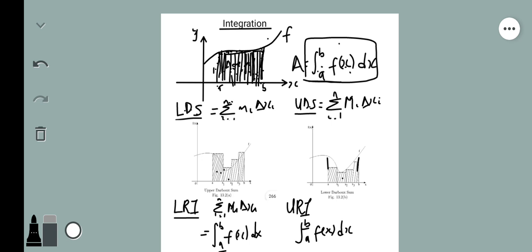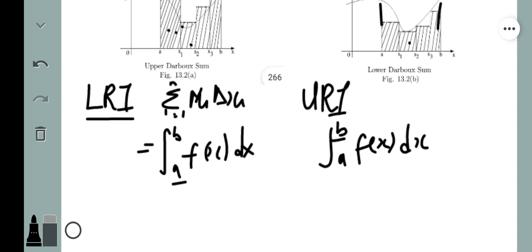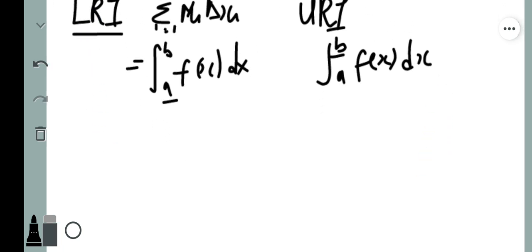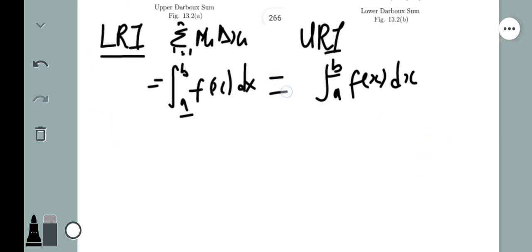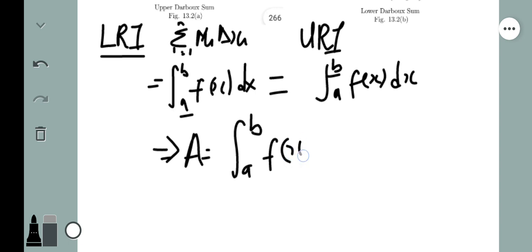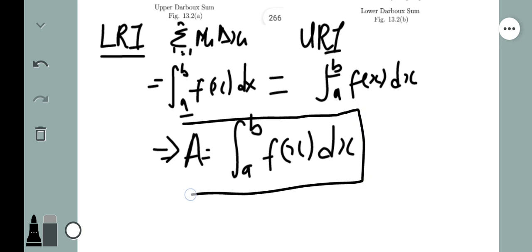This integral is now talking about the movement here. So that's what leads to our lower Riemann integral, and what leads to our upper Riemann integral. When your lower Riemann integral and your upper Riemann integral are equal to each other, that is when this one and this one are equal, it gives us our Riemann integral, which is our area: the integral from a to b of f of x dx. This is what leads to the area for that curve.